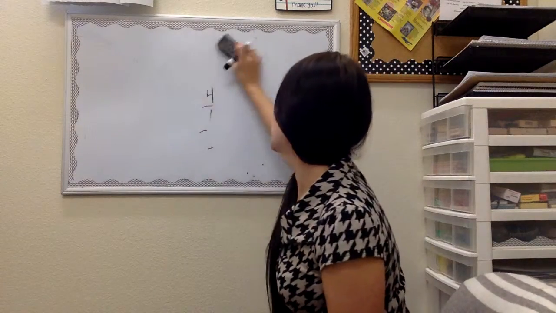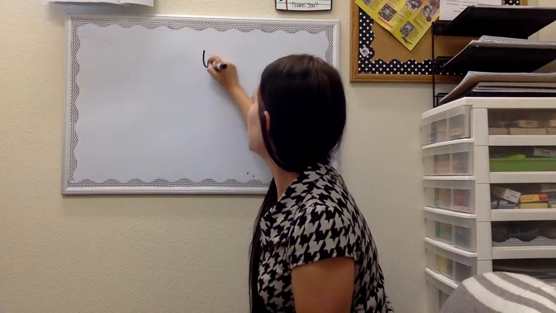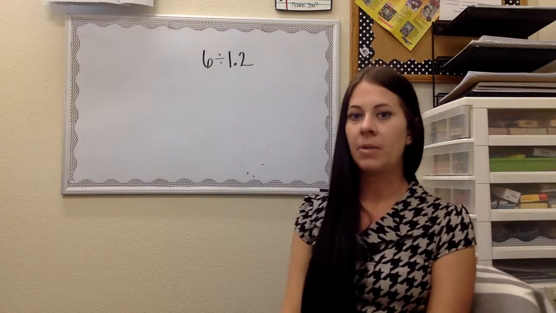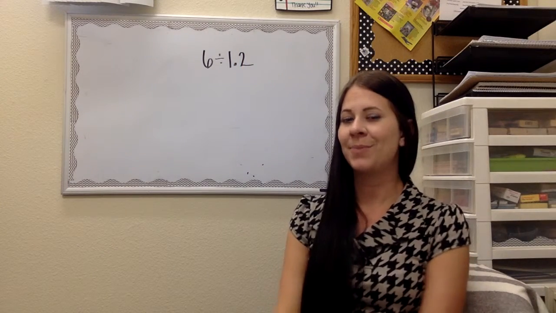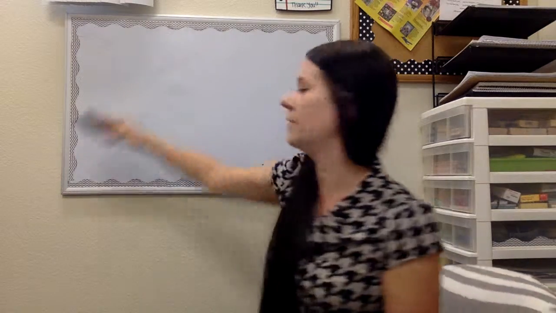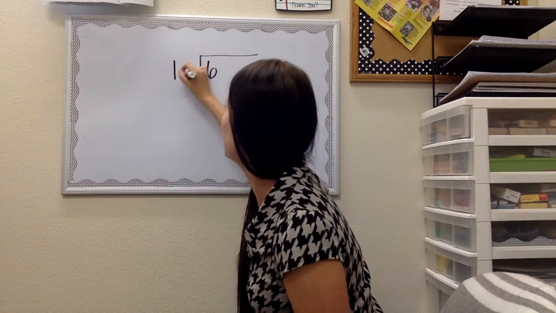Let's do one more together, and there's a really specific reason I picked this one. So 6 divided by 1.2. Okay, so pause and see if you can remember how to do this one. All right, I'm going to rewrite it in a format I can use, so 6 divided by 1.2.